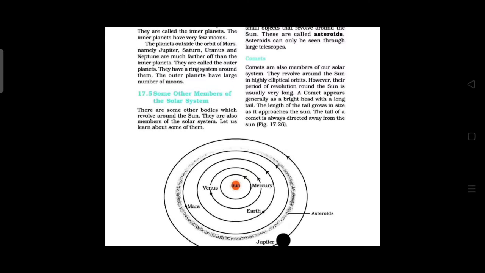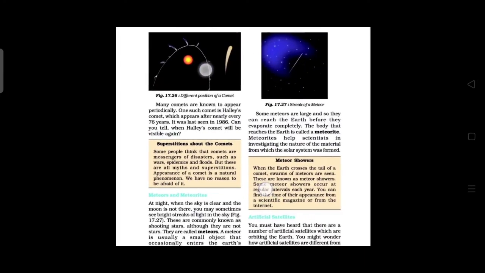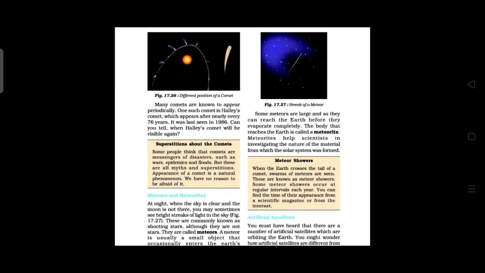Many comets are known to appear periodically. One such comet is Halley's comet, which appears after nearly every 76 years. It was last seen in 1986.